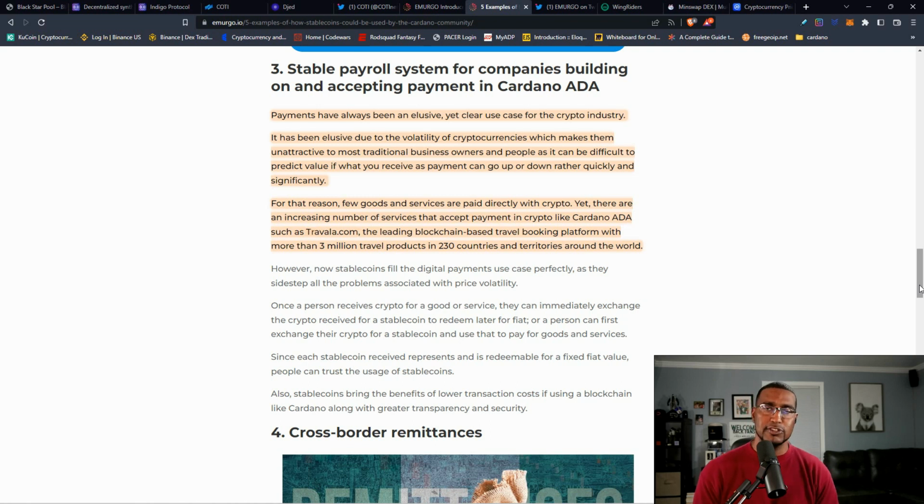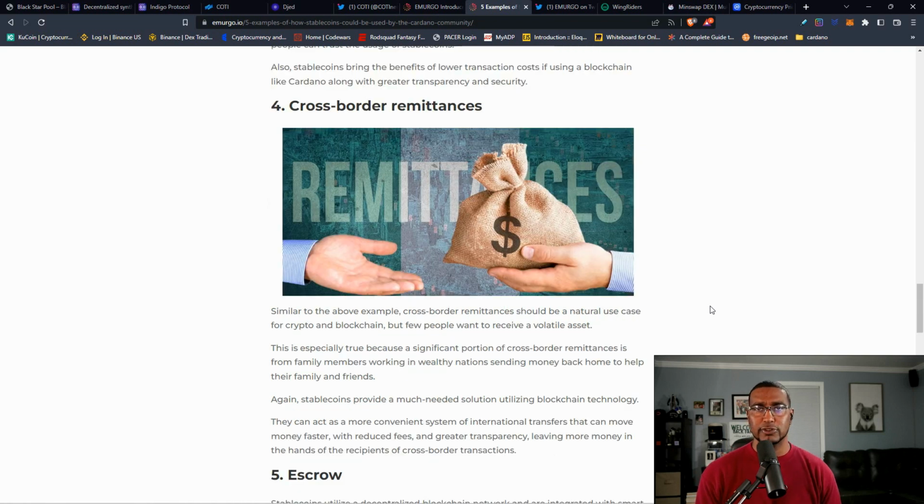And if we get to use this as a payment gateway for other companies and our services, this is great because now we have stability, right? Stable coins bring stability. So not just Emurgo's, but Indigo's and also the COTI stable coin. All these stable coins are going to bring so much more value to Cardano. It's amazing, right? You talk about cross-border payments, right?